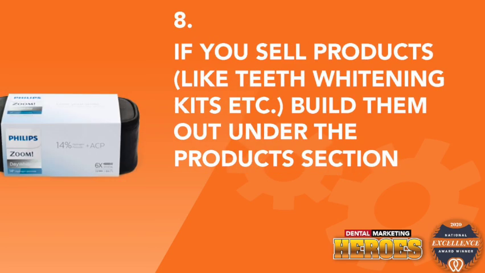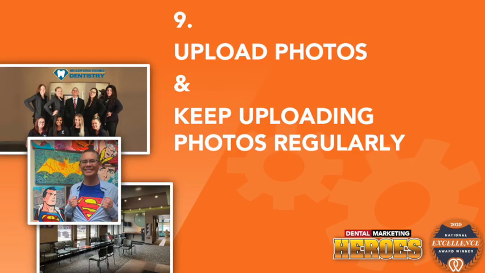Number 8, if you sell products, perhaps teeth whitening kits or electric toothbrushes, whatever it may be, build those out under your products section in Google Business Profiles. For products, you can include a photo, description of the product, a price range, and even a link to your website for that particular product information. Again, links to your website help your SEO results. Don't ignore them.